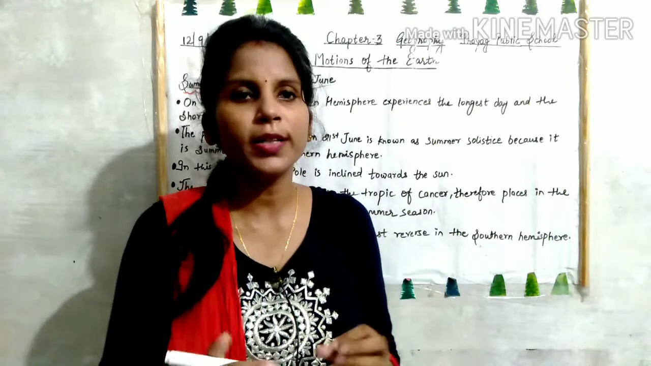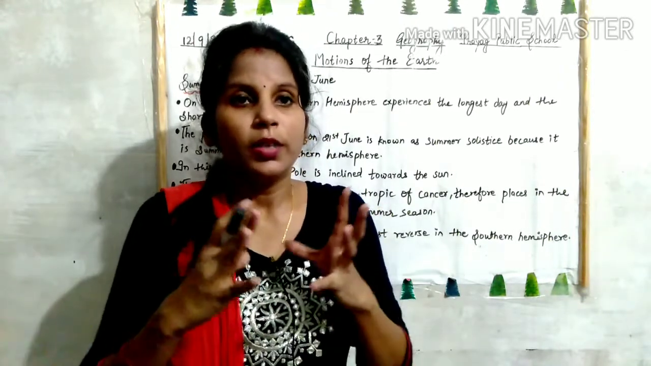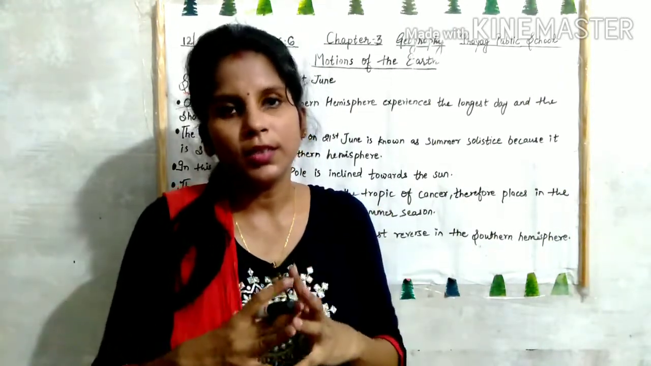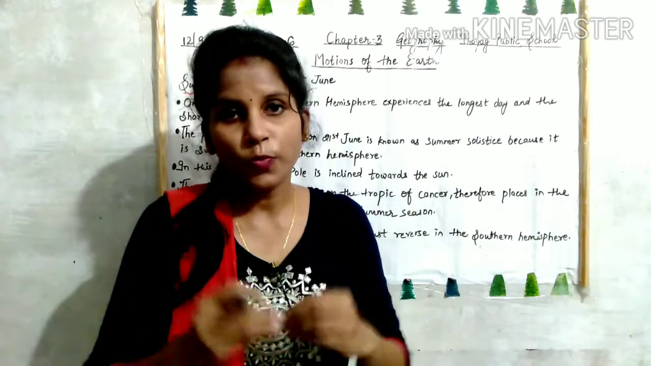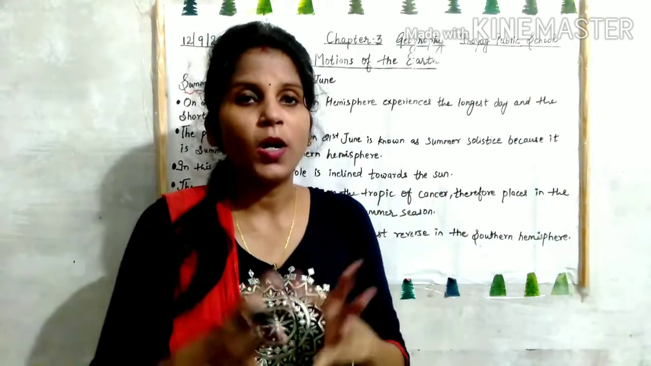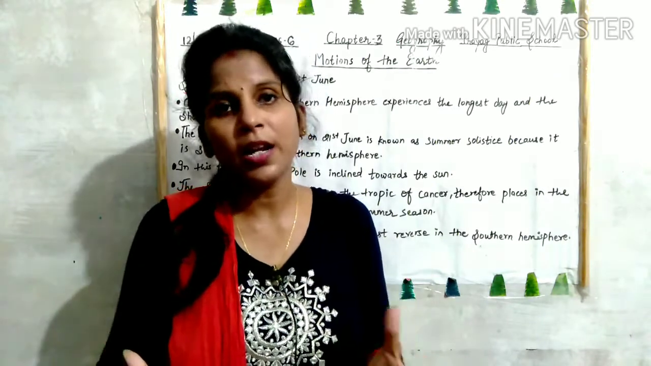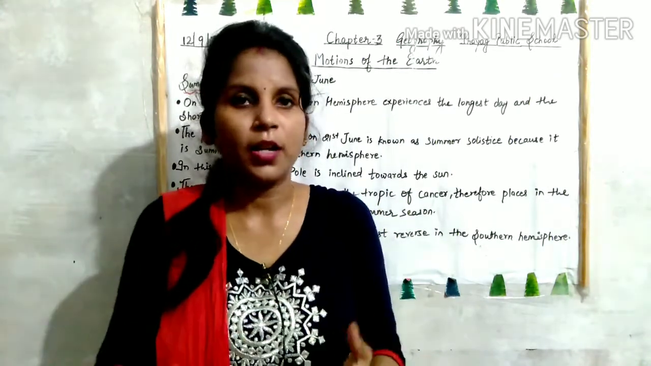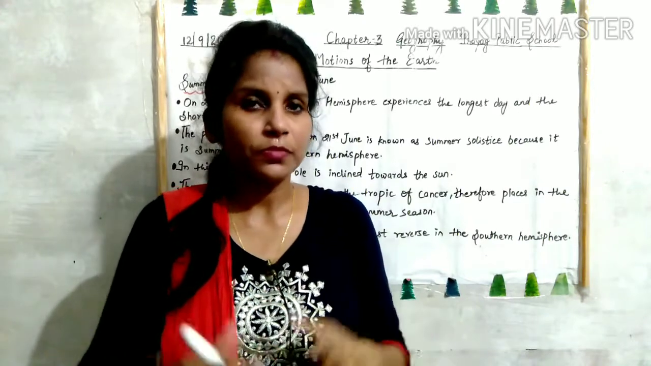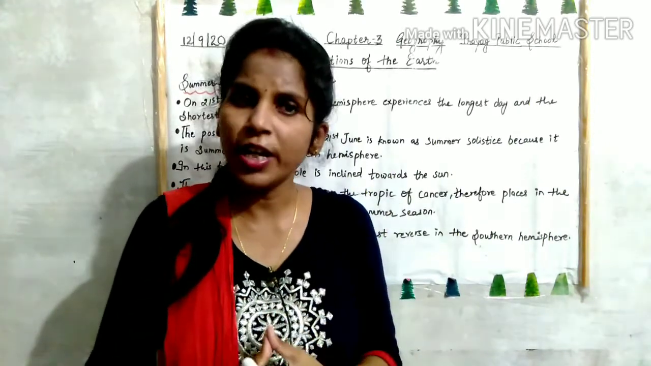So what is perihelion? When the distance between the earth and the sun is minimum, it is called perihelion. Peri means near and helion means sun, and it occurs on July 4 every year.